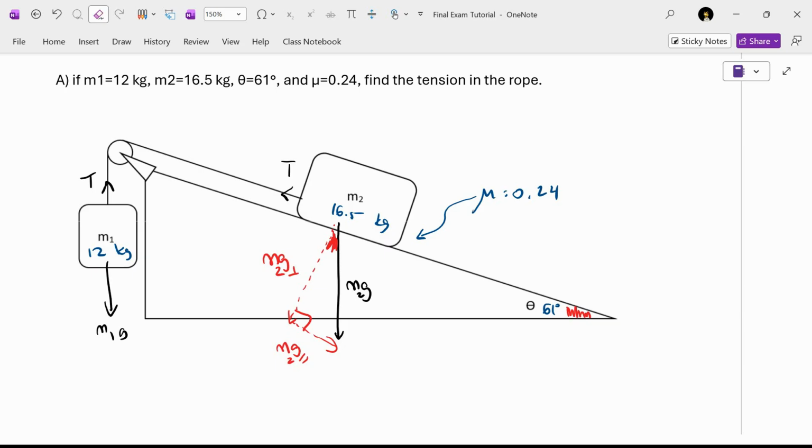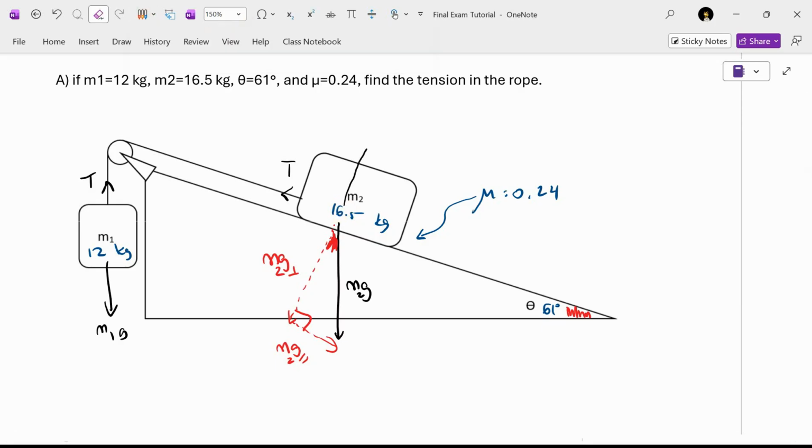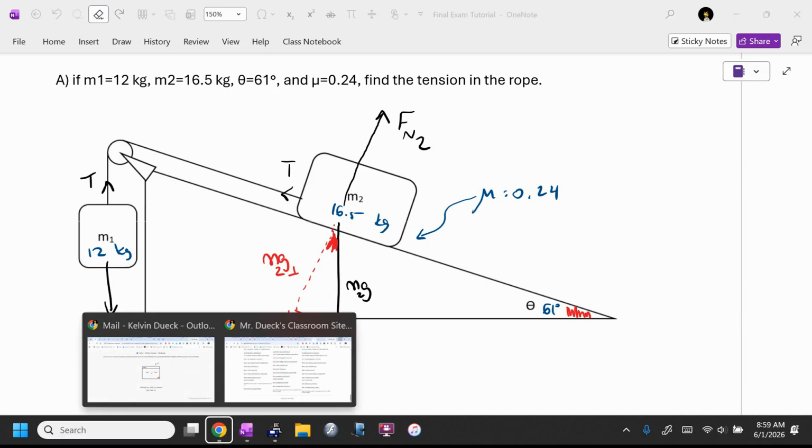I'm missing a normal force, aren't I? You guys were screaming at me. Is it sinking into the ramp like quicksand? Is it flying? So I should have drawn in the normal force, and the normal force is going to be the same size as M2G perpendicular. This is normal force number 2 to go with mass number 2. That was sloppy of me.